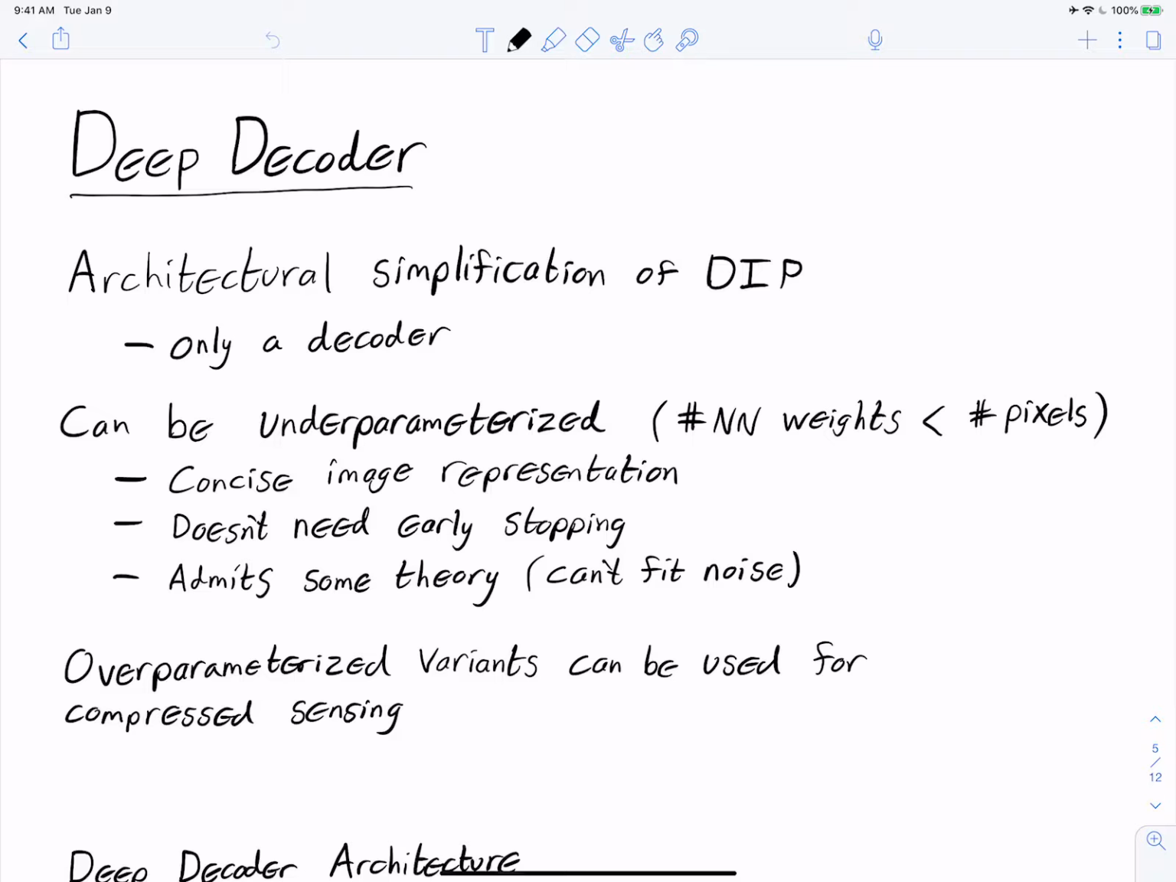And what that means is that the architecture itself contains all of the prior about natural images; it's not part of the algorithmic process of early stopping. Also, in this underparameterized model, it admits some theory about how the deep decoder can't fit noise. While some deep decoders can be underparameterized, it's also possible to have overparameterized variants, and these can be particularly effective for compressed sensing, but we won't discuss those now.